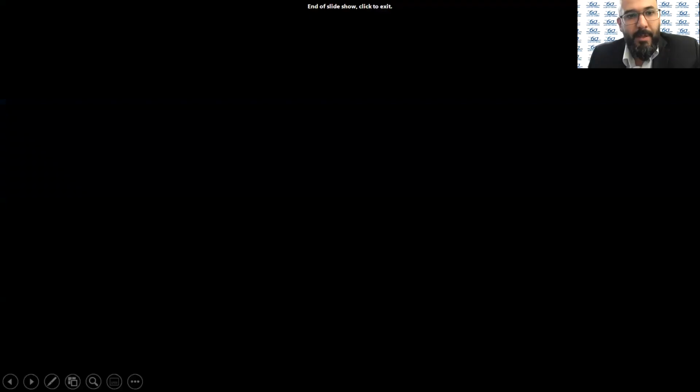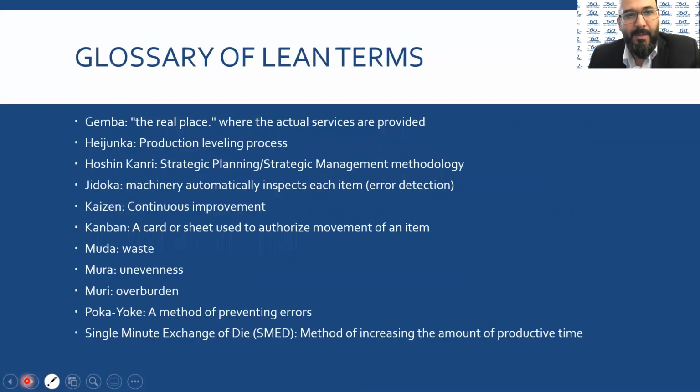Last thing that I want to share with you, and this is the end of the workshop, the end of this class. It's just the terms that you will use, Japanese terms related to lean, and these are important. They will ask you some questions about these terms. The first one is Gemba. What is Gemba? Gemba is the real place or the workplace where the actual service is provided.